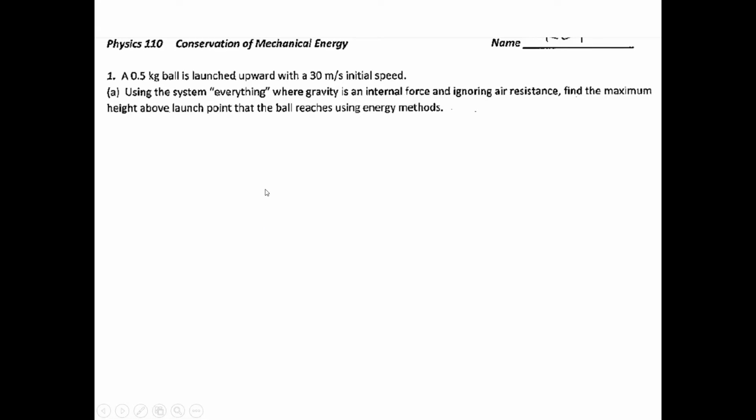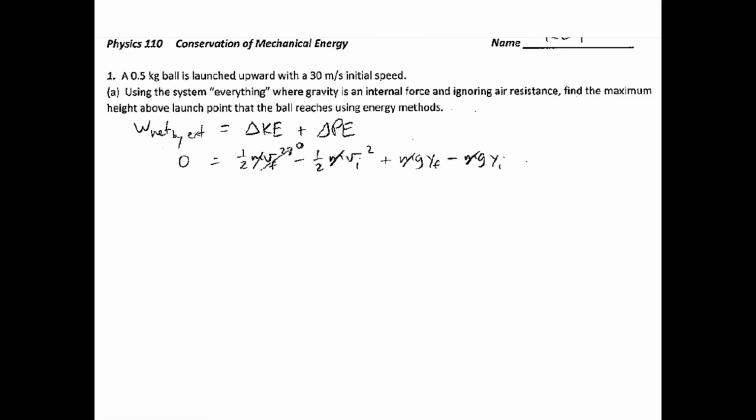In other words, we know we could use kinematics, but let's try to use our latest work-energy relationship, which looks like this. The net work done by all external forces on our system is the change in kinetic plus the change in potential energy. In this case, our only external force would have been air resistance, but we're assuming it does a negligible amount of work, and so therefore the left-hand side is 0, and we would say mechanical energy is conserved.